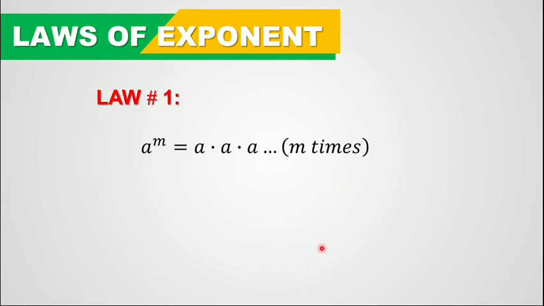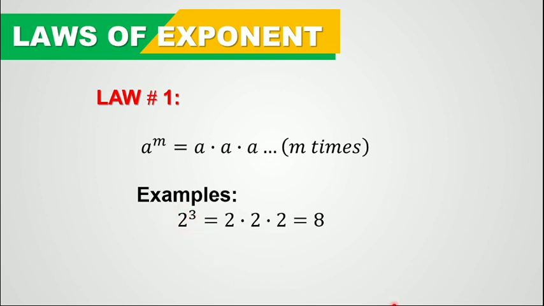It states that when a base A is raised to a power m, we will just be writing this as A times A times A, wherein m depicts the number of times you are going to multiply the base by itself. So for example, 2 cubed, we can write this as 2 times 2 times 2, so that is equal to 8. So 2 is the base here, and 3 depicts how many times you are going to multiply the base by itself.